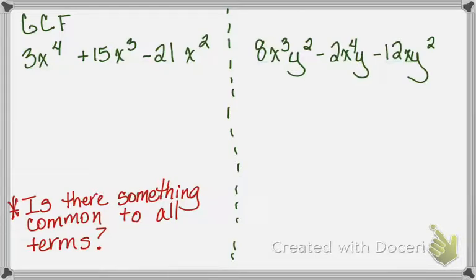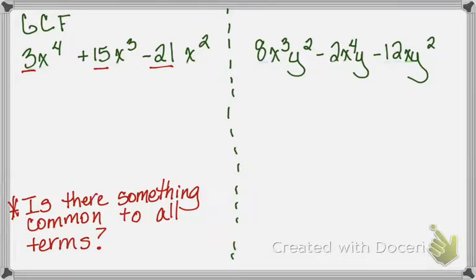Okay, so we're going to get started. What I'm going to look at first are my numbers. I have a 3, I have a 15, and I have a negative 21. 3, 15, and negative 21. What number is common to all of those? 3.